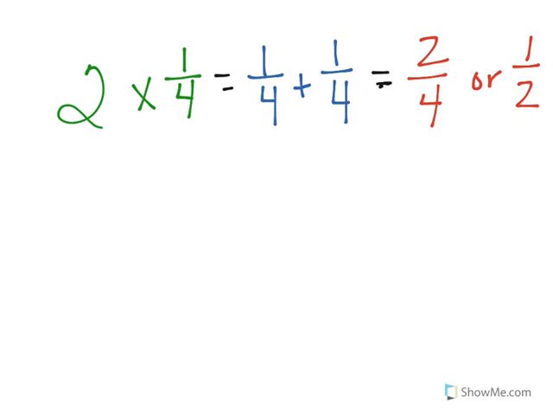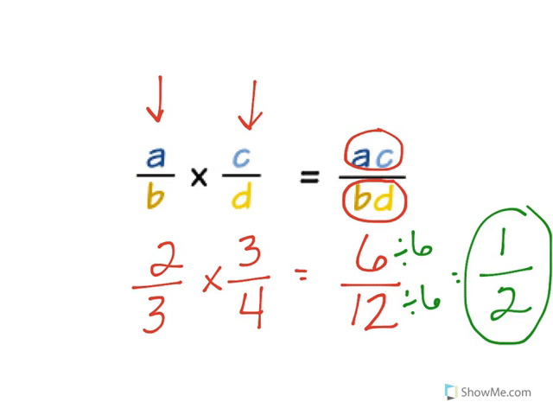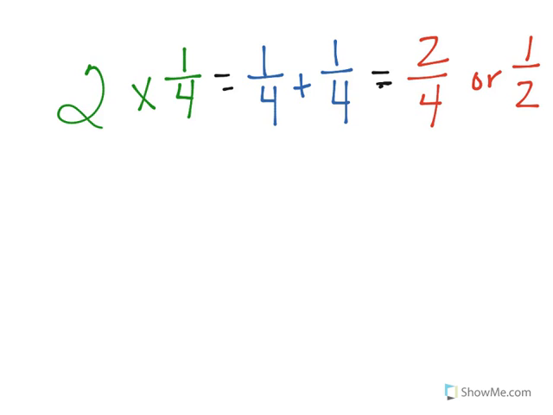Let's back up and visit one of those first problems that we had looked at when we first started this lesson. Earlier we multiplied 2 times 1/4, which we showed through repeated addition as 1/4 plus 1/4, which was equal to 2/4, or when we reduced it, 1/2. Well, just looking at what we just did earlier, when we multiply our numerators and denominators, what do we do here? Well, let's look at that 2 times 1/4.